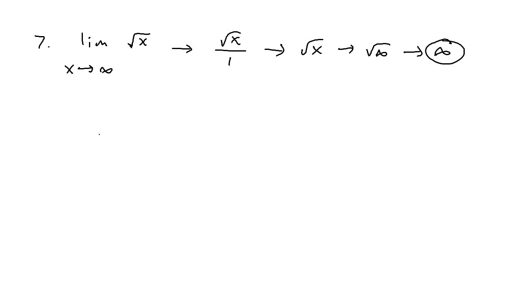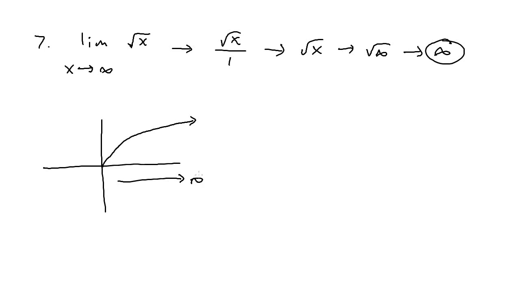Now another way to think about this limit is also by graphing y equals the square root of x. So if you graph it, it's obviously going to look something like this. And so as the x values increase without bound all the way to infinity, the y values will also increase to infinity without bound. So that's how we can tell that the limit is infinity.